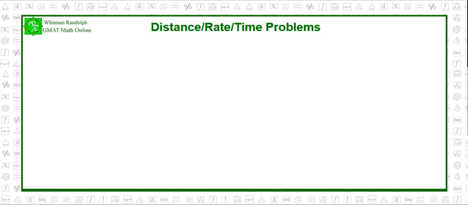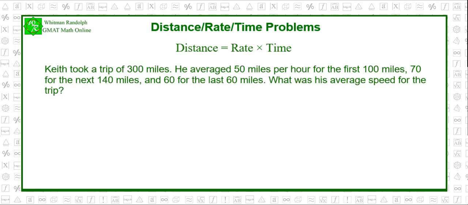These problems use a formula you are probably familiar with. Distance equals rate times time. Here's an example. Keith took a trip of 300 miles.